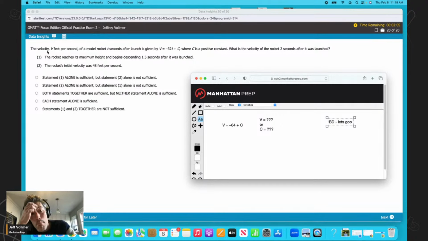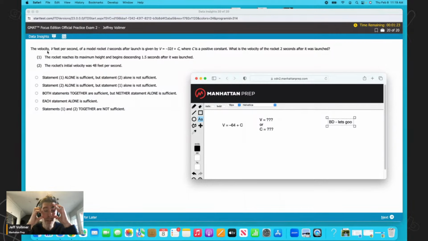The rocket reaches its maximum height and begins descending 1.5 seconds after it was launched. Okay, this does remind me of physics class. This seems a little tricky. Maximum height. Does it imply, I guess it implies, that this rocket is launched directly upwards and has no horizontal velocity? It seems a little unfair. But let's see here. Rocket reaches maximum height. I mean, I want to say that this is sufficient.